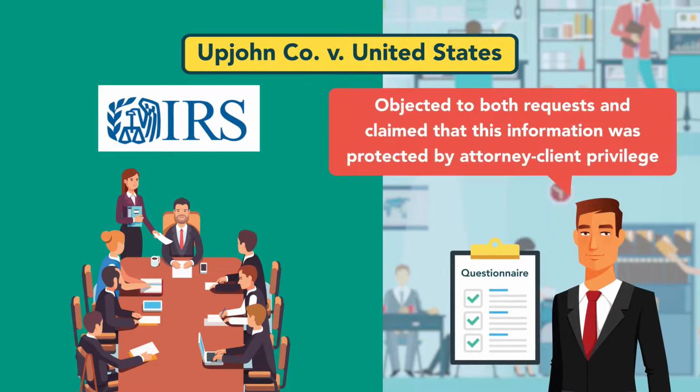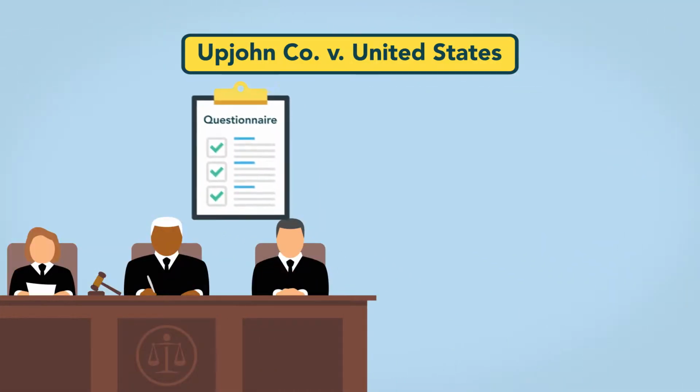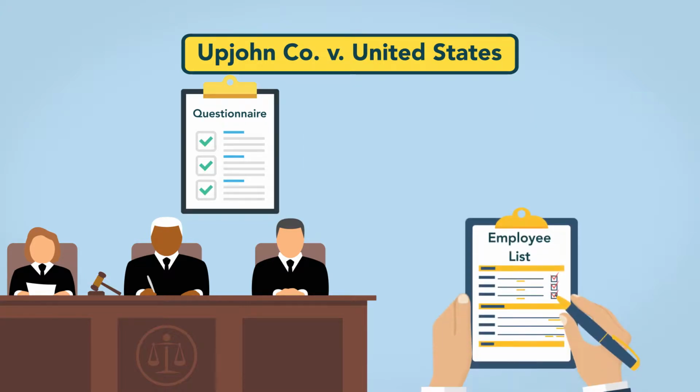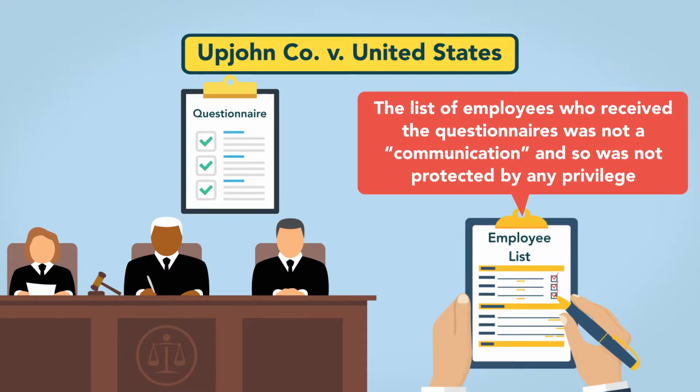Upjohn's attorney objected to both requests and claimed that this information was protected by the attorney-client privilege. The court agreed that the answers to the questionnaires were protected by the privilege because these were statements made to the company's attorney and were made in confidence. However, the court determined that the list of employees who received the questionnaires was not a communication, and so was not protected by any privilege.